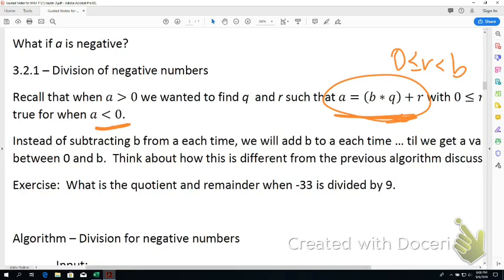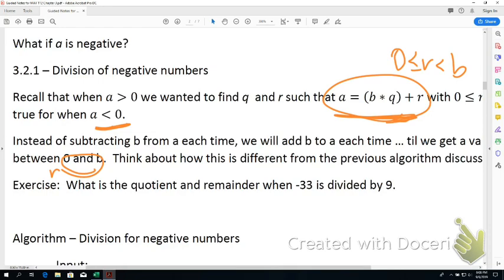So instead of subtracting b from a each time, we're going to add it to a, because a is already negative. If we keep subtracting, but a is already negative, I'm never going to get my remainder to be in those values. Remember, after I do my subtraction, I check my remainder. But now, for when a is negative, I'm going to add b each time, and we're going to keep doing it until we get a value that's in between here. Remember, this is your remainder. It has to be between 0 and b, or equal to 0.